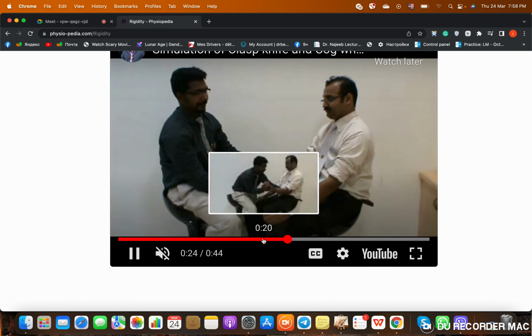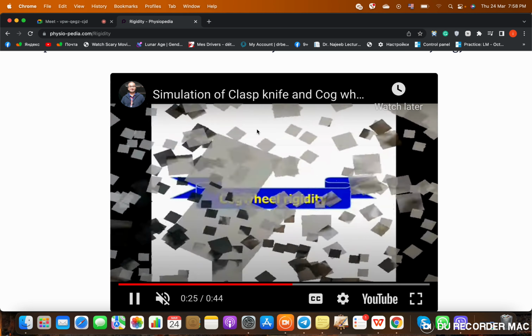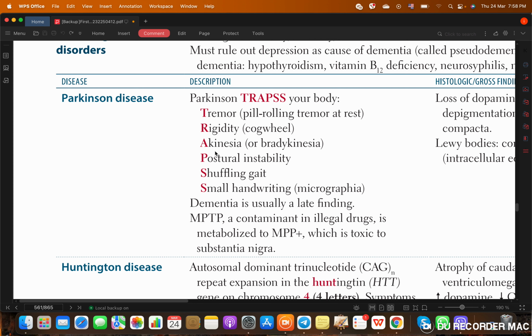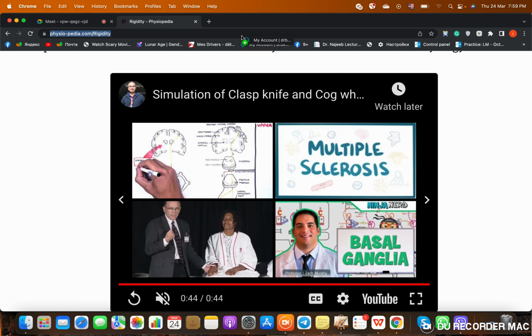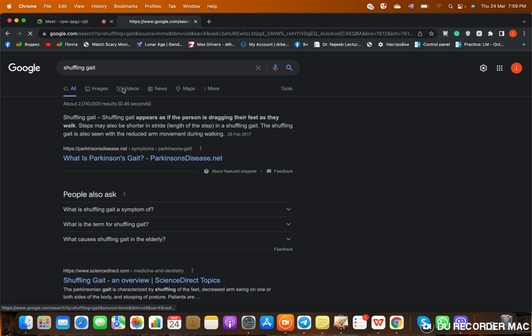See, basically it's pretty difficult to move their hand down or up, the same problem. Okay, good. So that's cogwheel rigidity, akinesia or bradykinesia, which is decreased movement, and postural instability. So this patient cannot stand normally with their back upright. Shuffling gait. I like shuffling gait. They also like to call it magnetic gait. So this patient will be stuck to the ground, kind of.